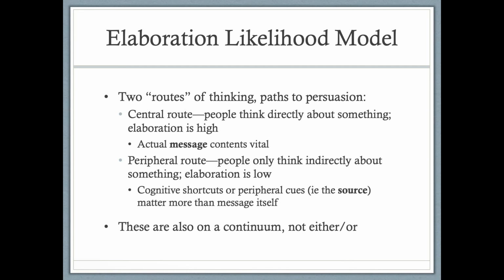And in ELM, there are 2 routes of thinking, or paths to persuasion. The central route is where people are thinking very hard about something directly. Their elaboration is high. And that means that the message is the most important aspect, the actual message. Meanwhile, the peripheral route, people are thinking indirectly about something, and elaboration is low. They might be multitasking, or the issue isn't really important to them, and therefore peripheral cues or cognitive shortcuts are important. One example is the source of the message.